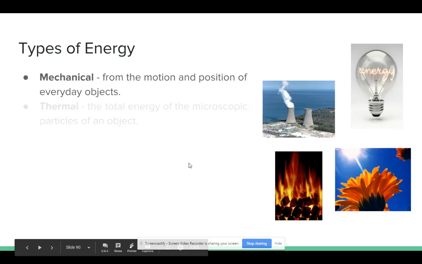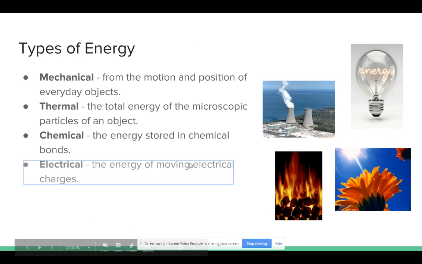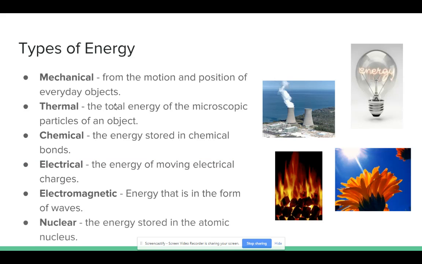We've already seen this slide earlier on when we first introduced energy. The types of energy: mechanical, that's like our gravitational potential, our elastic potential, our kinetic energy, that's the motion and position of everyday objects. Thermal is total heat. Chemical is energy stored in the chemical bonds. Anything that burns or explodes, or even anything you eat and your body converts the chemical energy into usable energy. Electrical, anything you plug in.